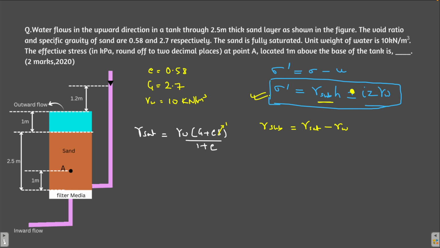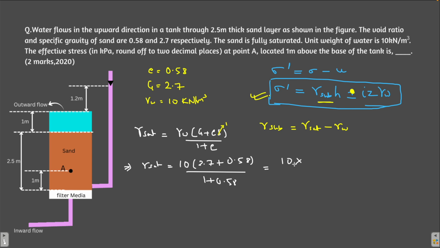So now let's calculate gamma saturated. This implies gamma saturated is gamma W, the value of gamma W is 10, it's given to you. What is the value of G? G is 2.7 plus e, e is 0.58, by 1 plus e. So 1 plus 0.58. So this will give you 10 into (2.7 plus 0.58).